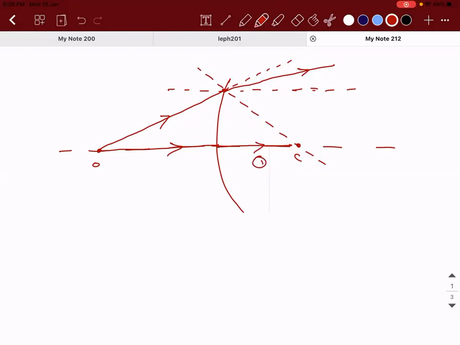So if I take this as the first refracted ray and this as the second refracted ray, will they meet at any point? Is there a possibility for them to meet? No, sir. Right. So then what is going to happen? There is a possibility of a virtual image also.